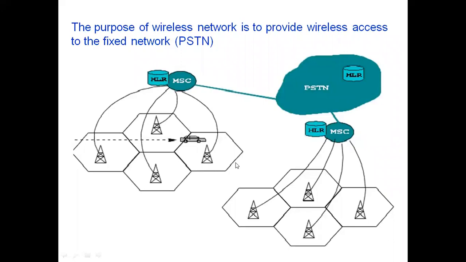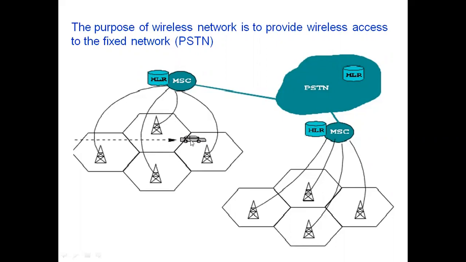Now, what is the purpose of this wireless network? The purpose is to provide wireless access to the fixed networks, like the PSTN, which we all know. These are the cells, and these are the base stations, and we know that this base station is also connected with the mobile switching center, and it is also connected with the PSTN as well as the HLR, the home location register. And you can see that a particular user is moving from one cell to another cell.